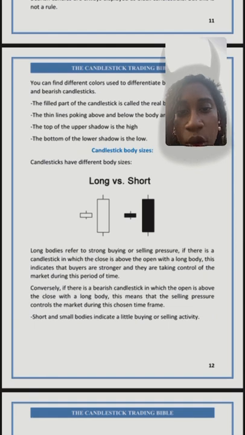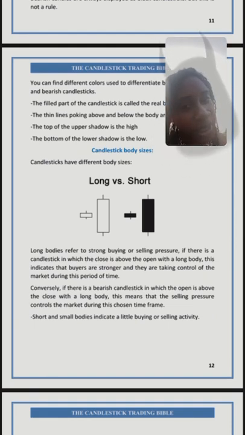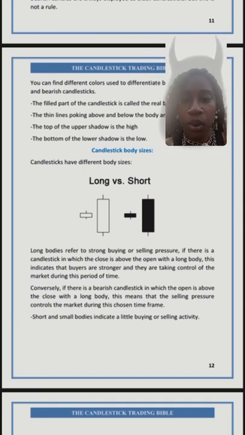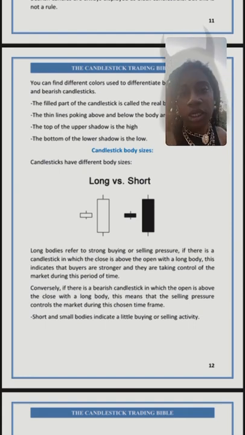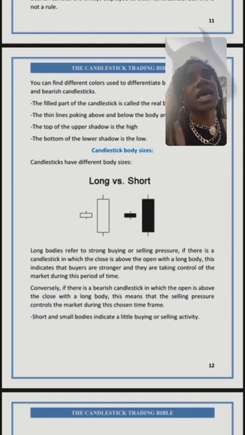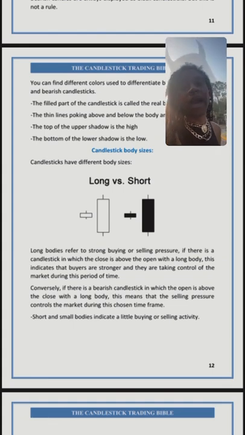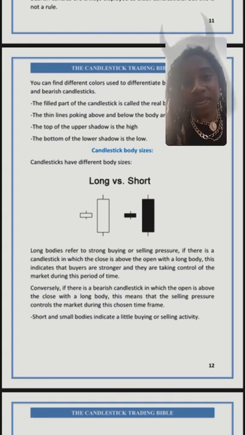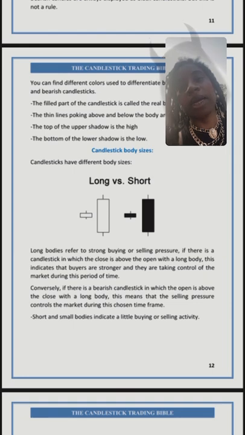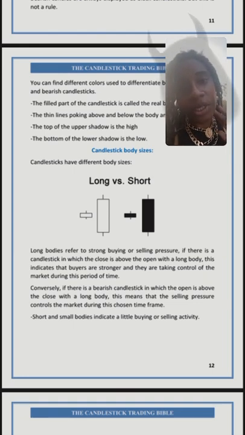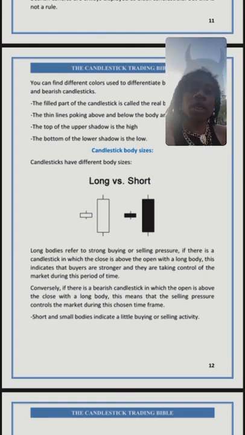And conversely, if the candle open is above the close with a long body, then that means that the sellers are taking control of the market. That's important for us to know, because when you go to enter a position, if the sellers are showing up, then you don't want to go in for a buy, because they're about to push the market down. And if the buyers are showing up, then you don't want to go in for a sell because the buyers are about to push the market up. So it's important for us to know the meaning of long versus short candlesticks.